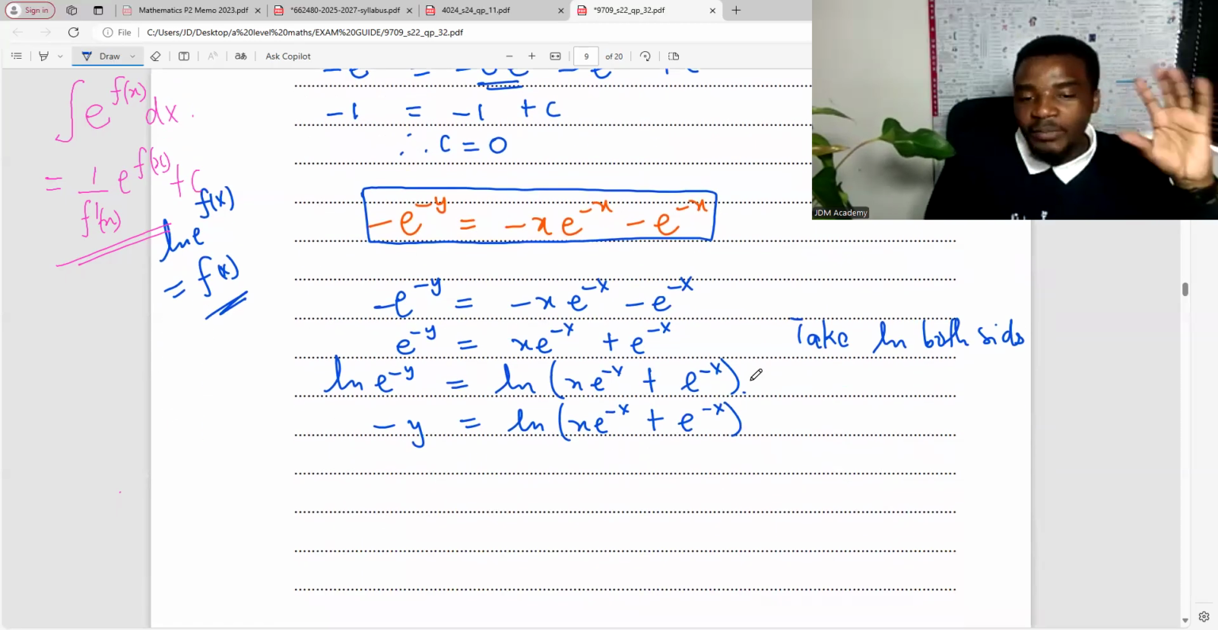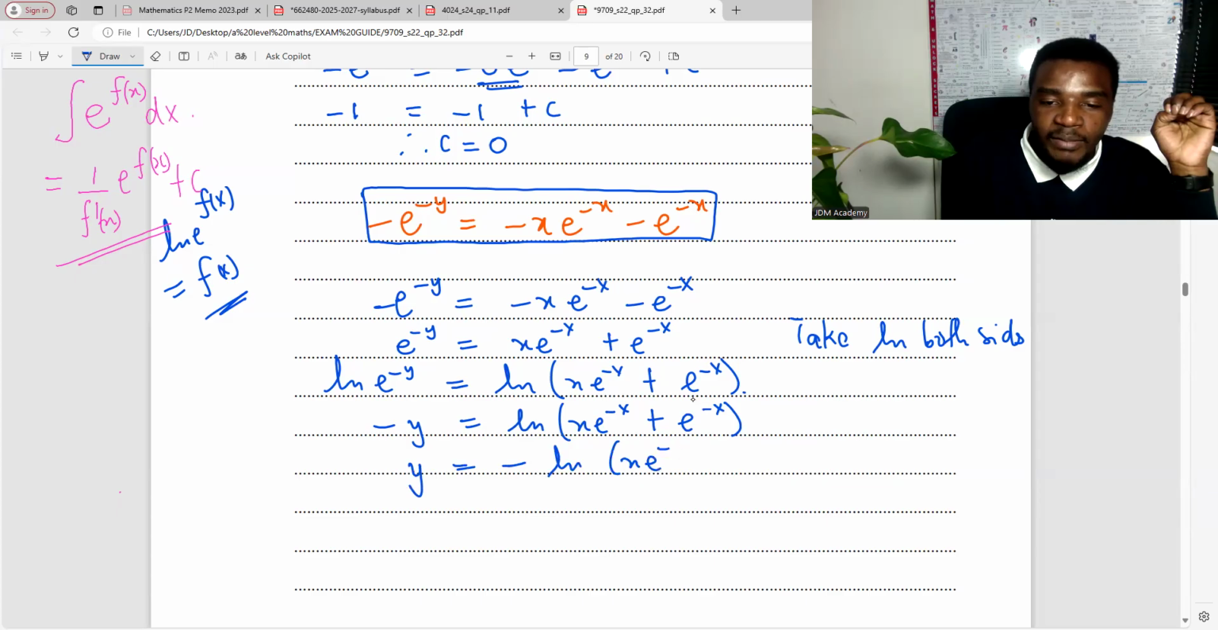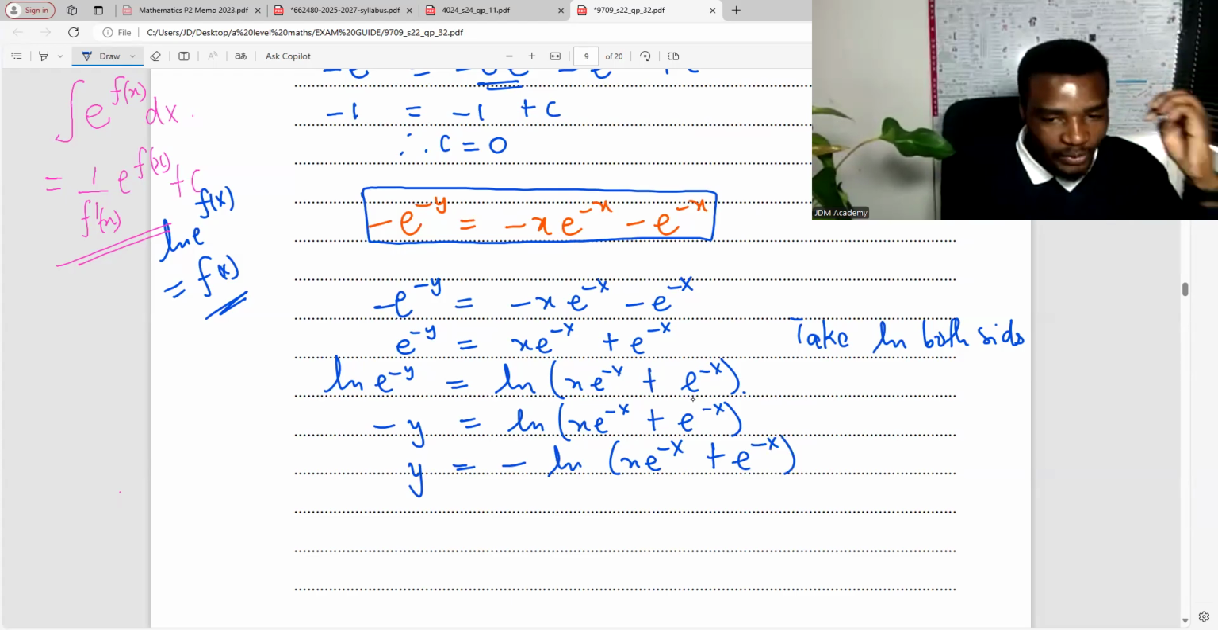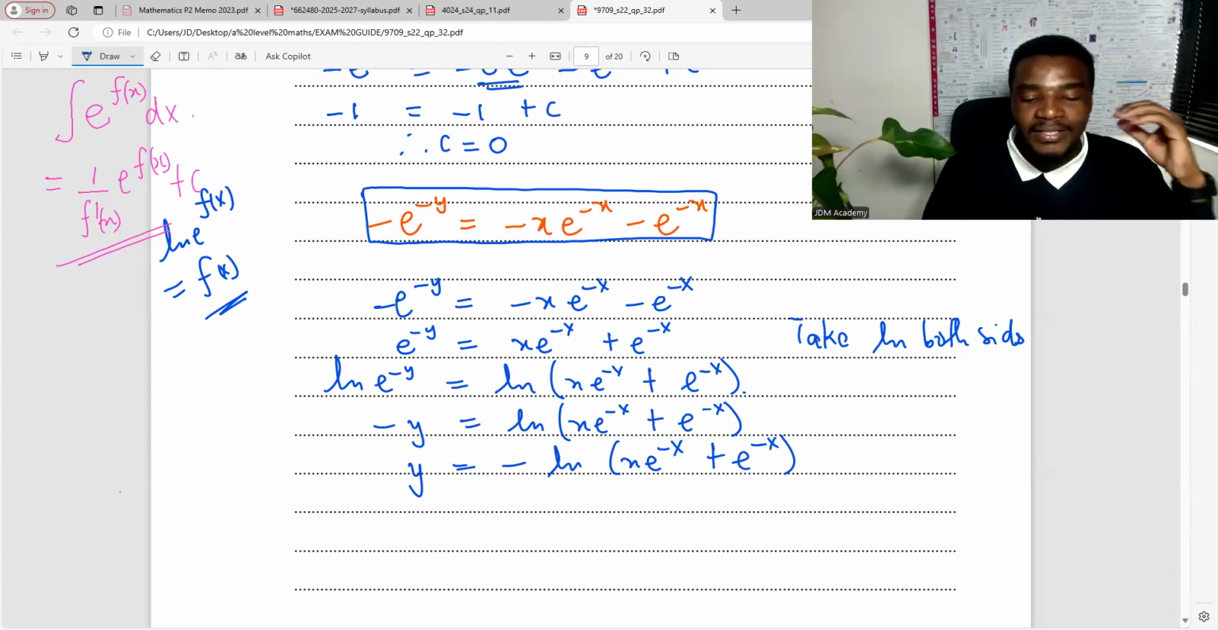Right, remember we want to make y the subject of the formula. So far the coefficient of y is minus 1. So let's get rid of that minus 1 so that you can remain with y alone. So divide both sides by negative 1. And this is going to give us y is equivalent to negative ln of x times e to the power of minus x plus e to the power of minus x. So yes, this is our final solution. We've managed to write y in terms of x. This is very, very interesting.